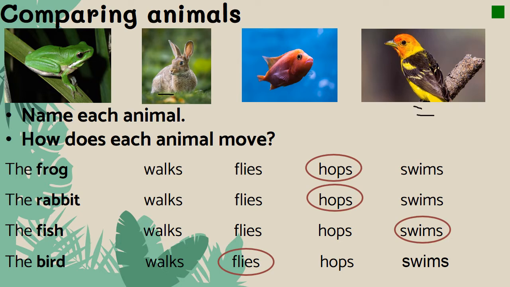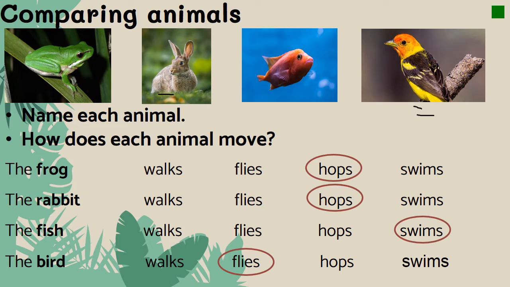Now, let's take a look at these animals and let's try to compare these animals to each other. First, let's name each animal. Here we can see a frog, a fish, a rabbit, and a bird. Right? Okay. Now, how does each animal move?